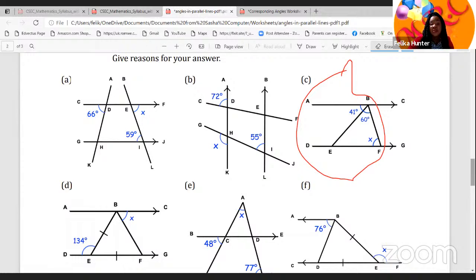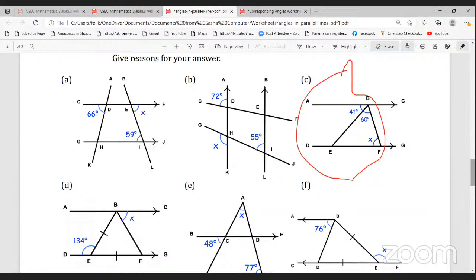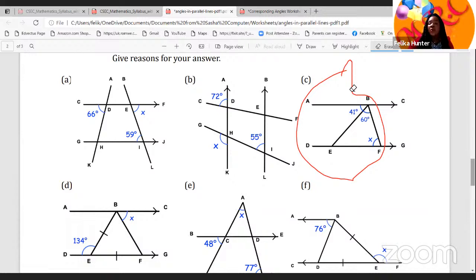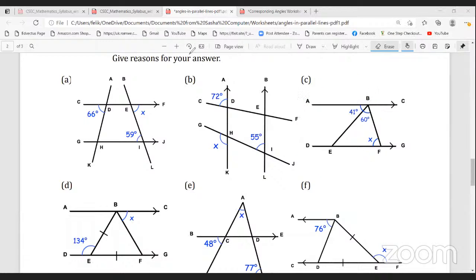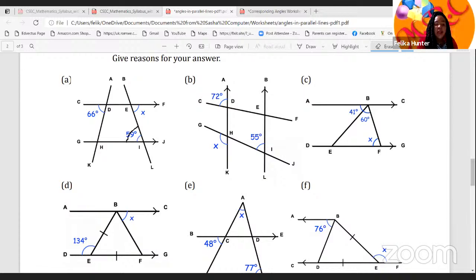All right, so let's look at A here. Can somebody put in the angle that would be co-interior to X? Where would it fall? Put in the angle that would be co-interior to X. Where would it fall? Miss, right here. Some more co-interior angles.